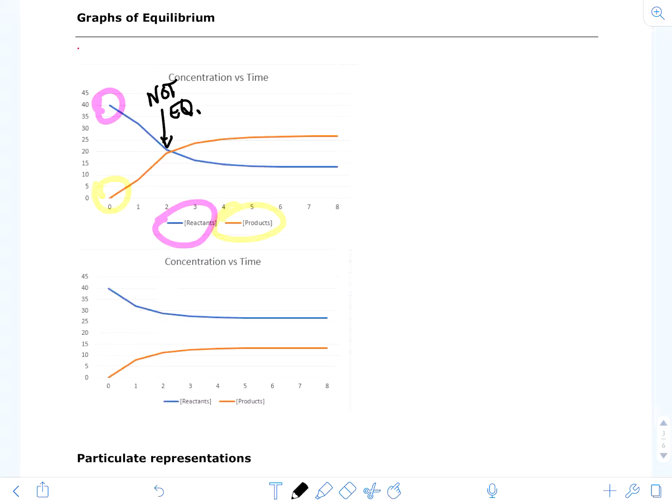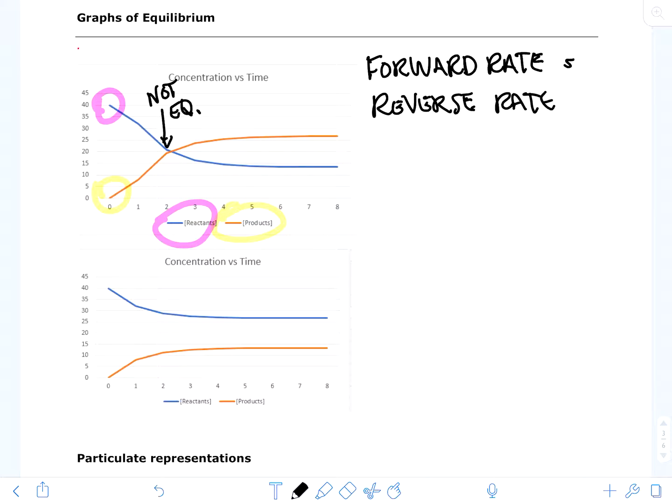Please remember that equilibrium is when the forward rate equals the reverse rate. So that is equilibrium. It is not concentration. So concentration may not be equal.